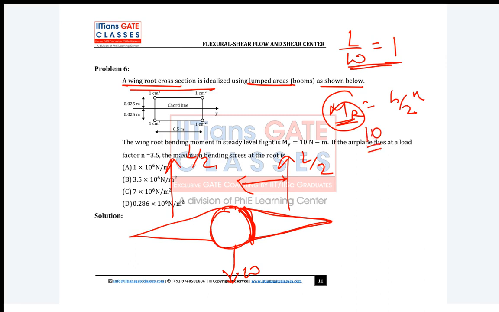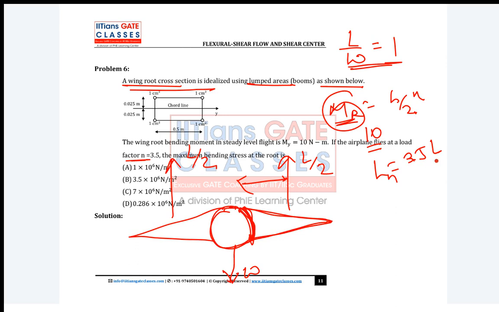Now guys, what happens when you have load factor n equal to 3.5? So what will be the lift? It will be 3.5 times of initial, yes or no? New lift, right? If the weight remains the same, what increases in maneuvering? You increase your lift, right? Will weight change in maneuvering? Guys, answer. It will not change. So it will become 3.5 times initial.